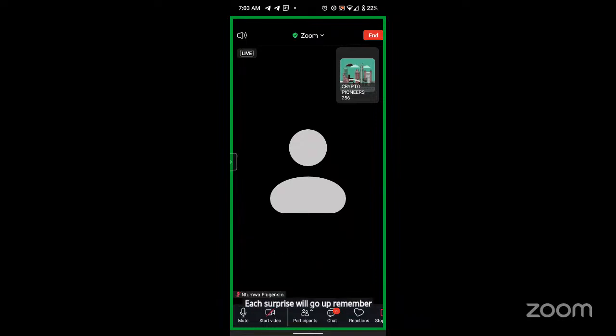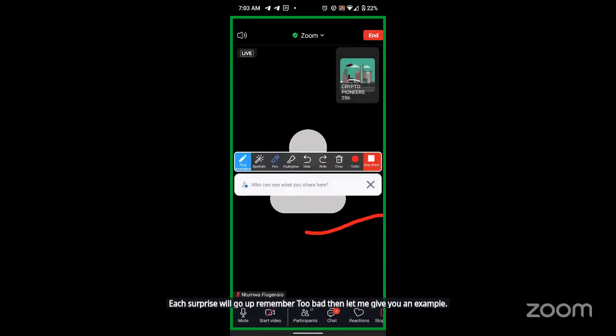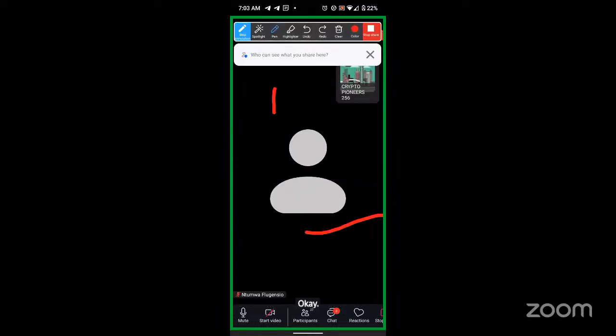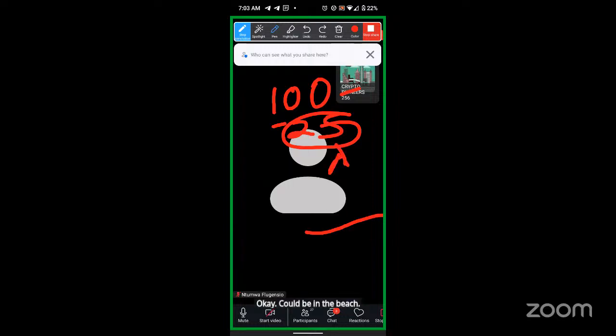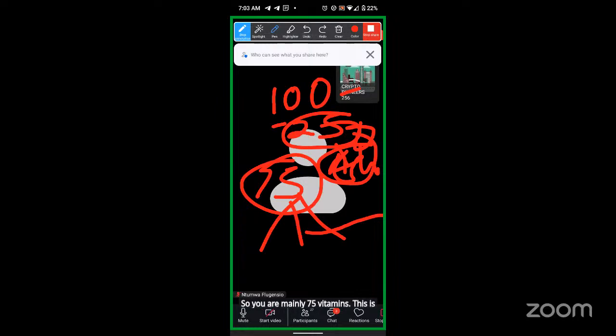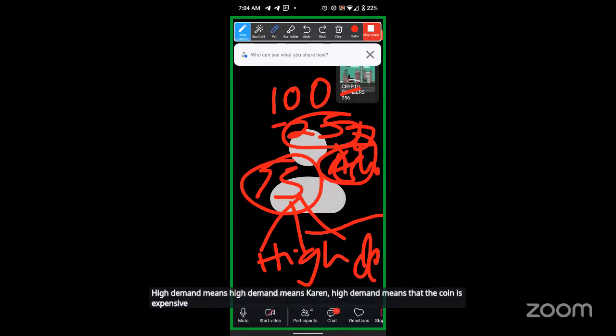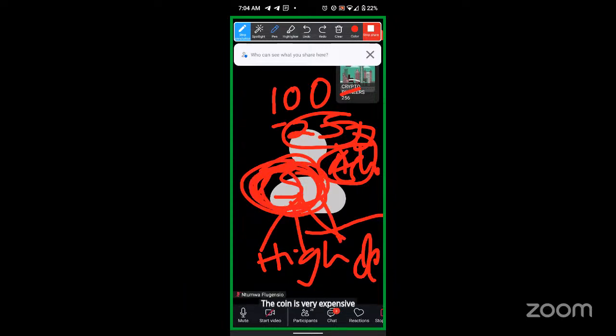Remember, let me give you an example. Say we have BNB and they say we are going to remove 25 and burn them. We are burning this to ashes. We don't want it to exist anymore. So you are remaining with 75. It means these 75 BNB are going to get high demand. High demand means that the coin is expensive now. It creates a demand because they are few. Some tokens have been burned and now they are few.